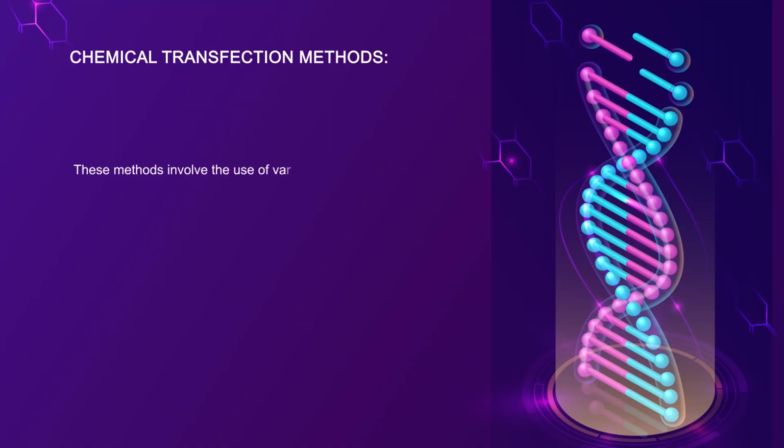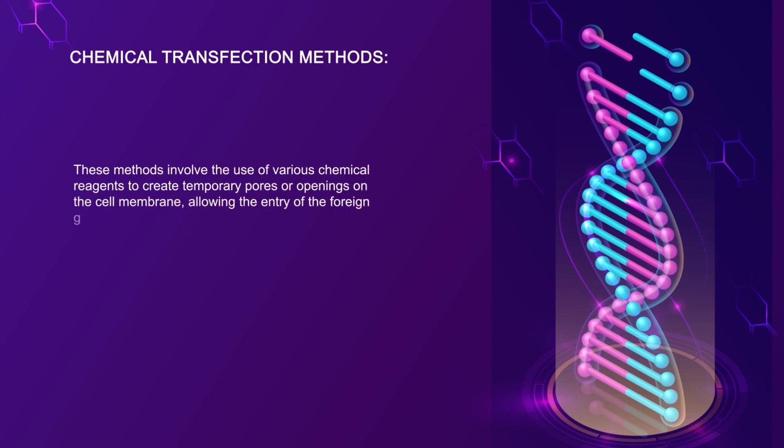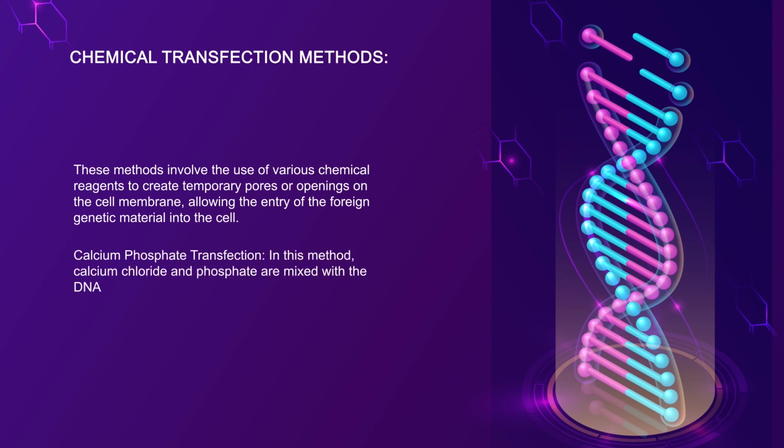The first method of transfection is known as the chemical transfection method. Such methods are laboratory techniques used to introduce foreign genetic material such as DNA or RNA inside living cells. This method involves the use of various chemical reagents to create temporary pores or openings in the cell membrane, allowing the entry of foreign genetic material into the cell. This enables the manipulation and study of cells, genetic makeup, gene expression and protein production.